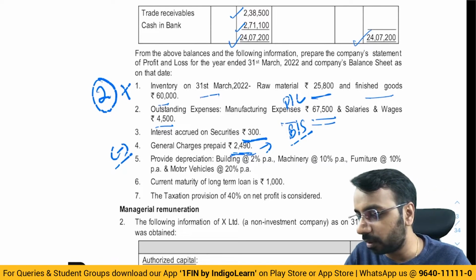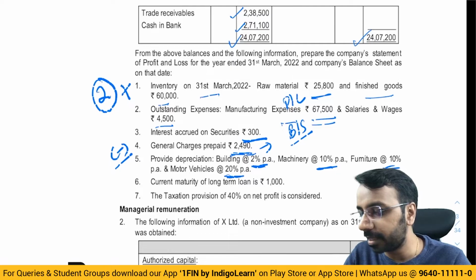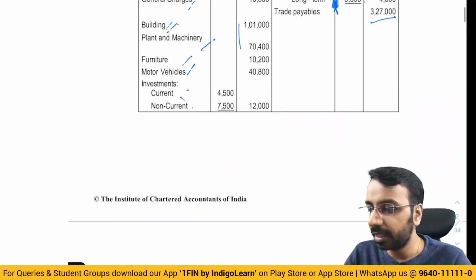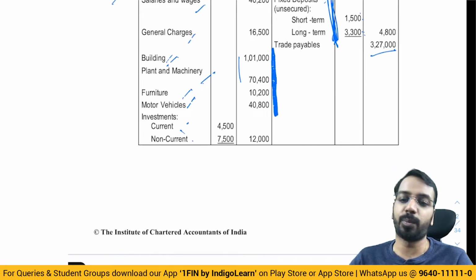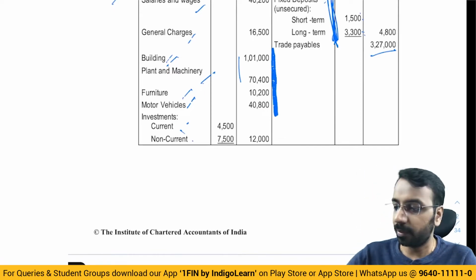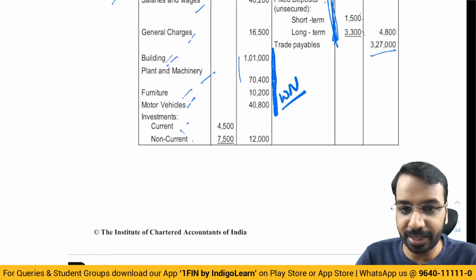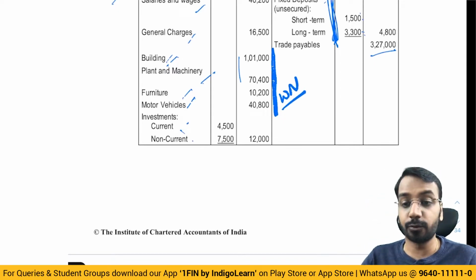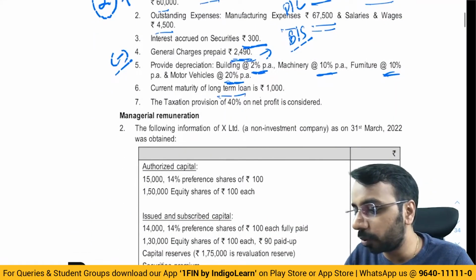Provide depreciation on building at 2% per annum, machinery at 10% per annum, furniture at 10% and motor vehicles at 20% per annum. So based on these numbers, you will calculate the depreciation and you will provide for them in the balance sheet. Please remember to prepare it in a working note or give it in sufficient detail in schedules. I would suggest all of you to prepare a working note for this so that you don't lose out on the marks.